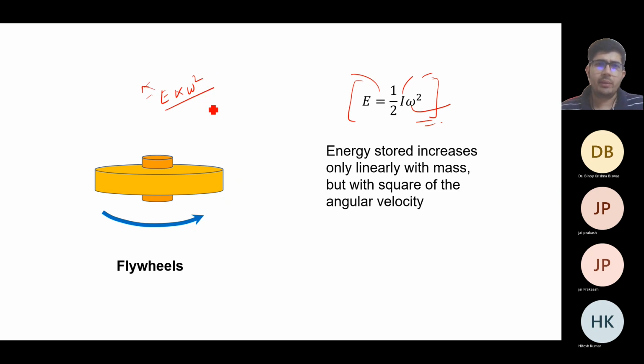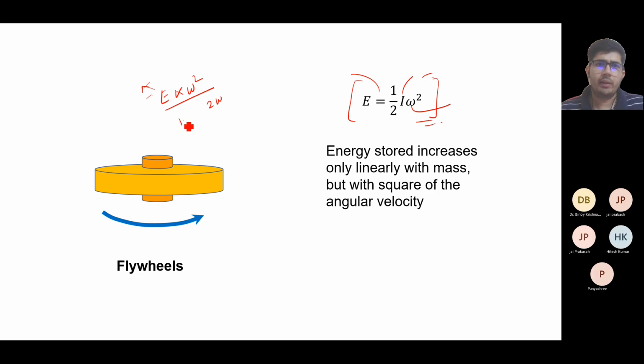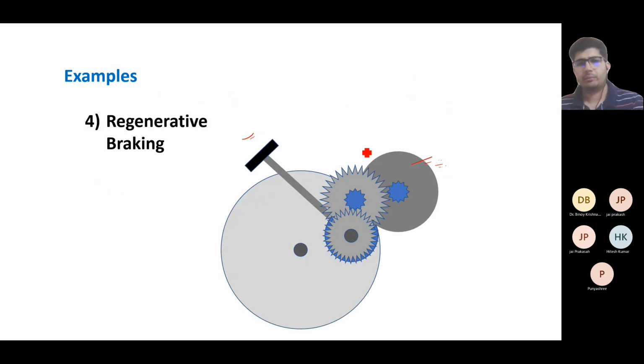Like if omega becomes 2 omega, then E becomes 4 times. So if you double the angular velocity, then your stored energy will become 4 times. But the connection with the mass is linear.